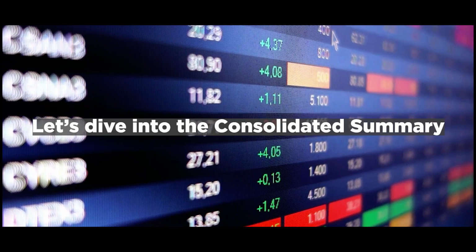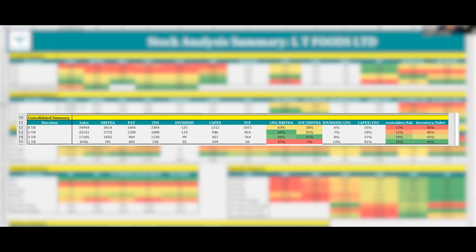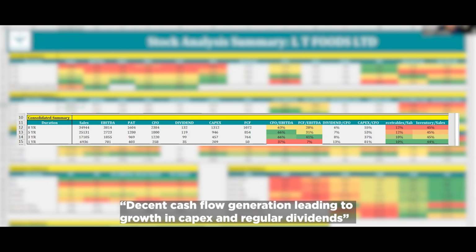In the growth sheet, we only look at the CAGR growth rate, but what about size? How has the company done in terms of size, and in terms of converting the accounting profit into cash flows? So let us look at it. When we look at these consolidated numbers, this is the total sales the company has done in 8-year, 5-year, 3-year periods. This is the total EBITDA number, PAT number, cash flow. So these are absolute numbers. What is most important in this consolidated summary is these right side percentage numbers.